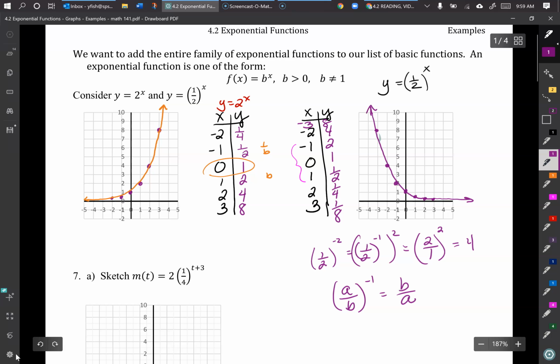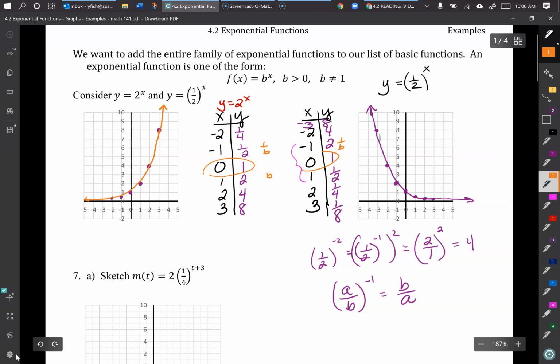This goes to infinity. So you can see here where they almost look just the same, except they are flipped around. And it's really a reflection over the y-axis. And again, if you notice here, I have 1 over b at my -1, right? So 1 over b, 1/2, 1 over 1/2 is 2.